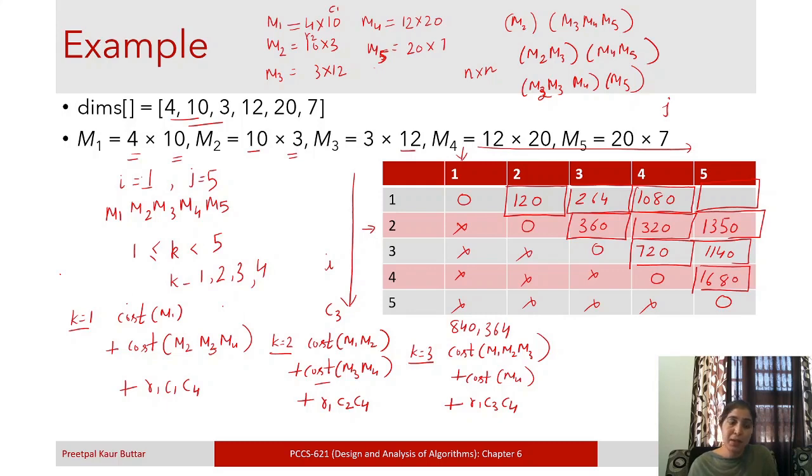Okay. And in the similar order as we did in the previous examples, you will compute the cost when K is 1, when K is 2, when K is 3, and when K is 4. And out of these you will pick the minimum. And the final answer is 1344. It means the best choice for parenthesizing these matrices is the one when you have to perform 1344 number of steps. Okay, so this is the solution to this problem.